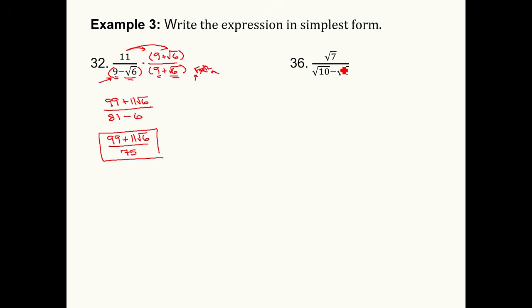For number 36, the same principle applies. We've got a sum or difference of radical terms. We cannot combine those together and call it the square root of 8. Don't think that for a second. We did not have a difference property of radicals.